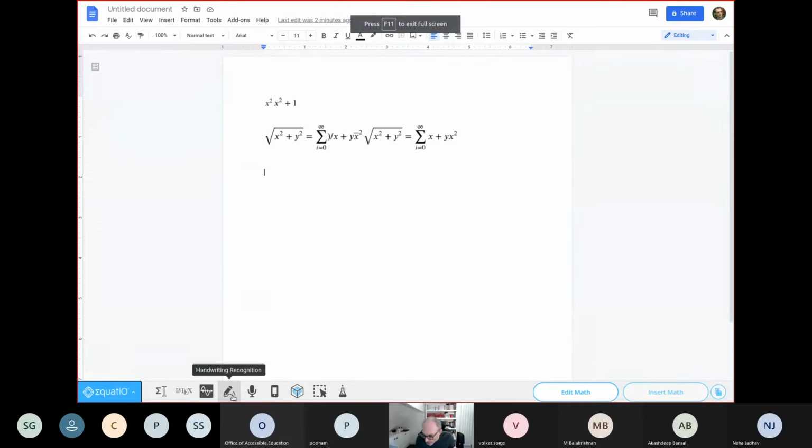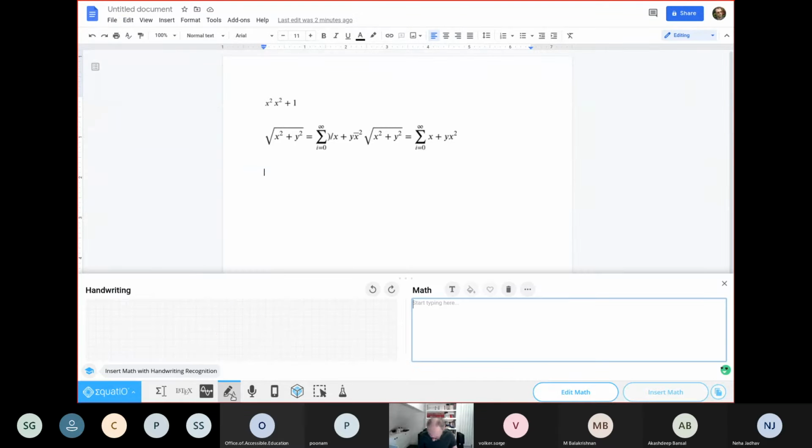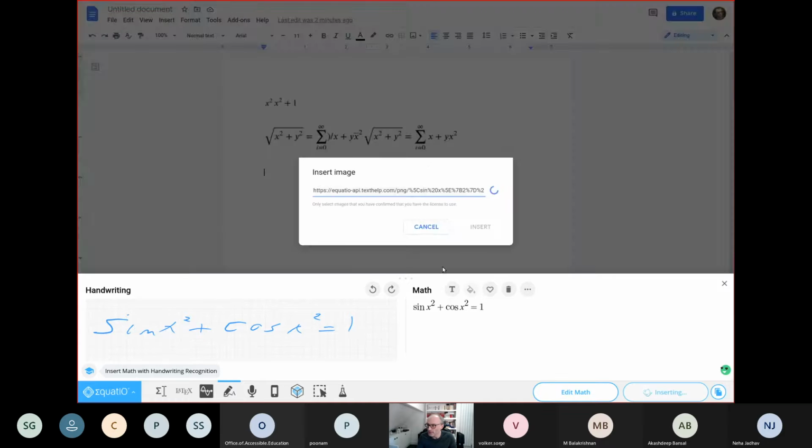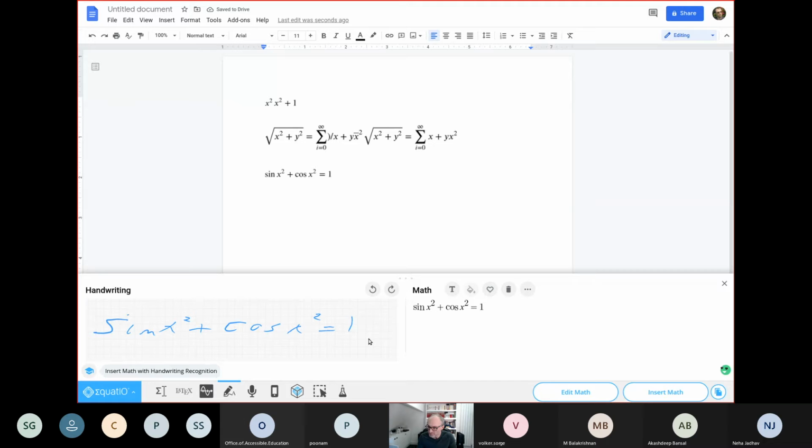Let's have a look. So here's the handwriting recognition. The challenging bit is always to get to the right place on the tablet so you can actually do something. Let's just do something. Okay, so we just had the sine of x squared plus cosine of x squared equals 1, right? Wow, that works. That was nice. Let's just insert that and see how that works. And let's start afresh.